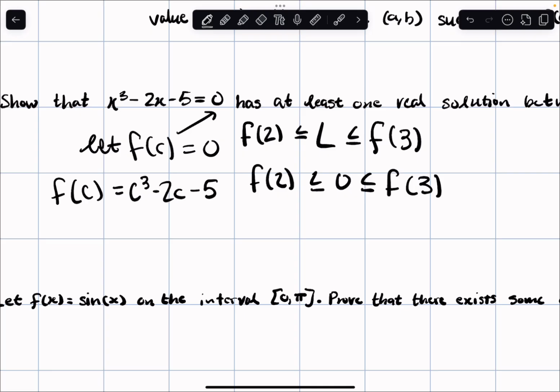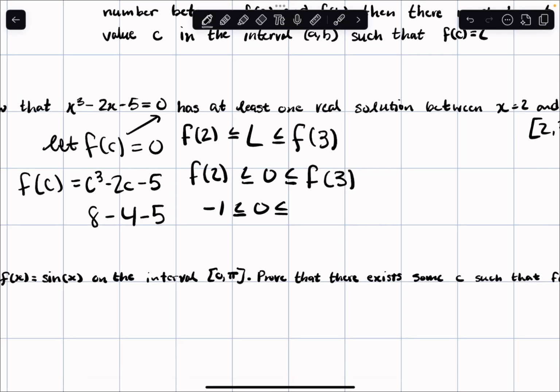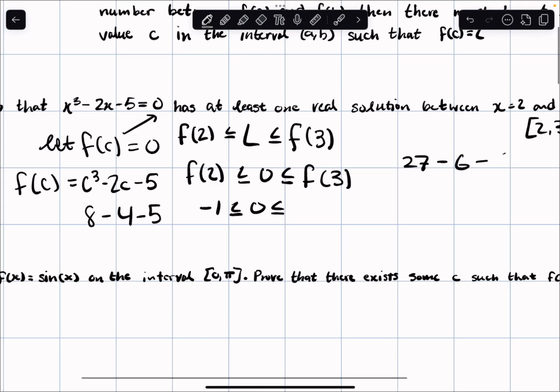So let's see, what is f of 2? We have 2 cubed, which is 8, minus 2 times 2, which is 4, then minus 5. So 8 minus 4 is 4, minus 5 is negative 1. So far, so good. And then what about f of 3? Well, 3 cubed is 27, and then minus 3 times 2 is 6, and then minus 5. So 21 minus 5 is 16. Does this hold? Yes, this does hold.